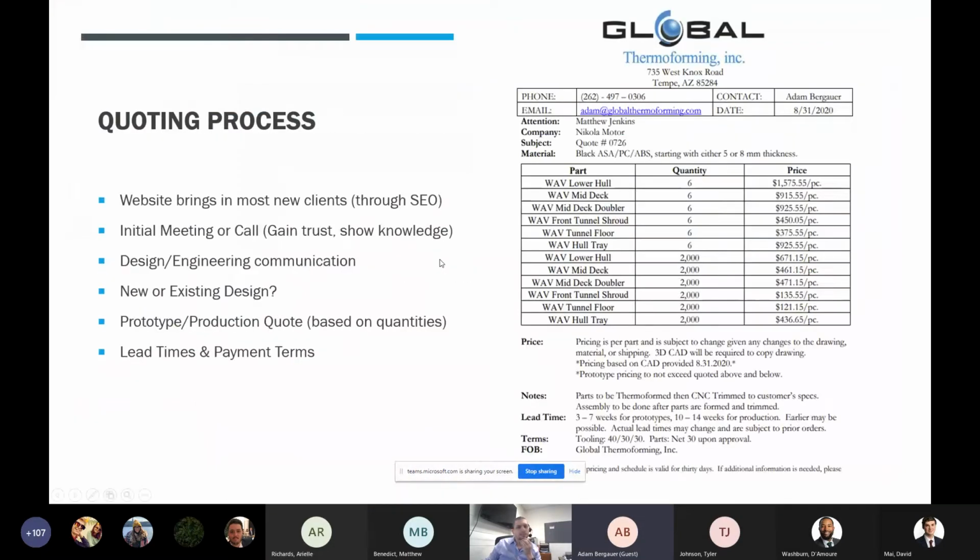Yeah, so then the quoting process. This is an example of one of my quotes on the right here. It was actually for that wave that I just showed you. We made 6 different parts for them. So I put a lot of money into our website, and some of you may or may not know what SEO is. It's basically when people type into Google thermoforming or plastics or stuff like that, our name hopefully pops up towards the top. And that has gotten us customers like Nikola. Tesla is now one of our customers. SpaceX is a customer of ours. We're also ISO 9001, so that really helps, and it gives me a good sales tactic. Once I tell people we're ISO 9001, they're like, all right, we're good.